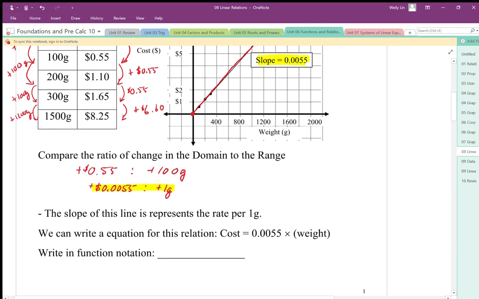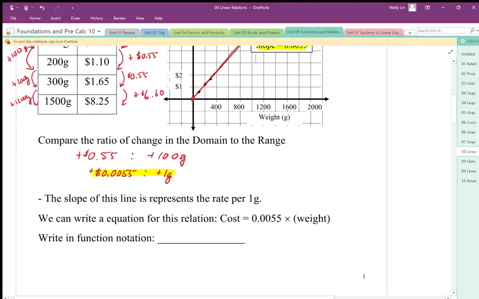So if we were going to write an equation for this, maybe we can write it this way. In fact, we gave you the equation. The relationship is the cost is equal to $0.0055 per gram times the number of grams. In function notation, we're going to write it like this: f of x, the output, is equal to, for every 1 gram, we're going to multiply by 0.0055, and we're going to times that by the number of grams.